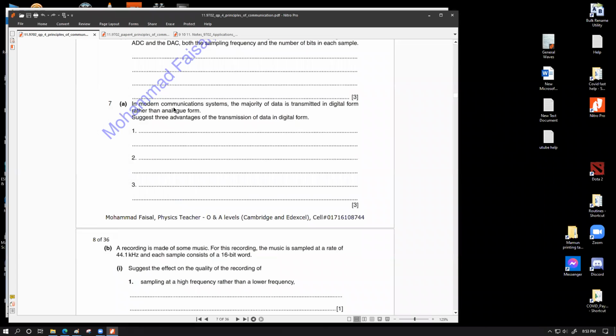Number 7, in modern communication systems, the majority of data is transmitted in digital form rather than analog form. So there are 3 advantages of the transmission of data in digital form. Before we look at the mark scheme, can you think of 3 advantages? Noise is not amplified. Noise is not amplified, beautiful. One thing. Another? Signal consists of ones and zeros. So how is the advantages of analog?